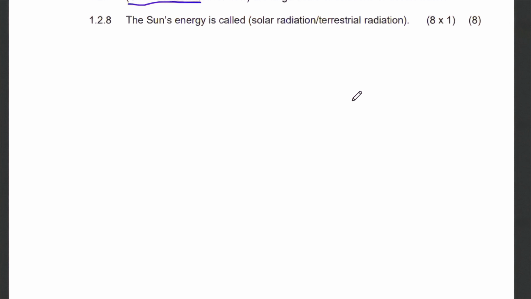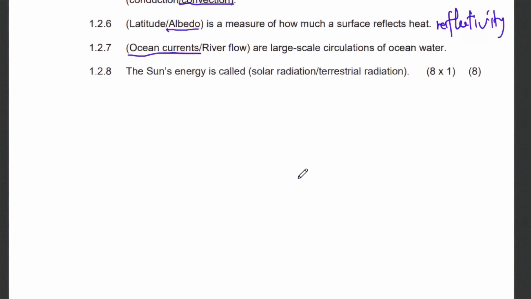The sun's energy is called, is it solar radiation or terrestrial radiation? That is solar radiation, the amount of energy that comes from the sun. The other term for terrestrial is long wave radiation. This is the heat that comes during the day.